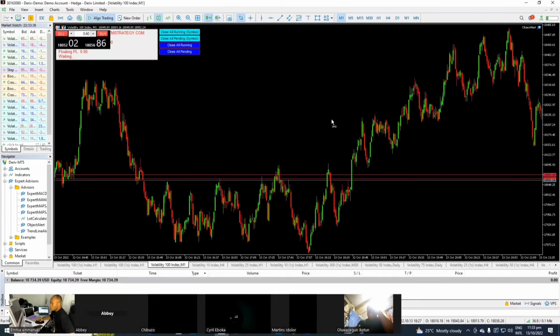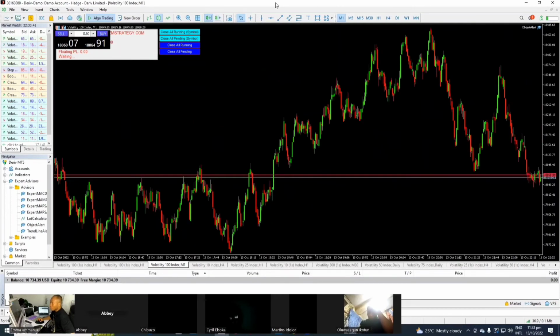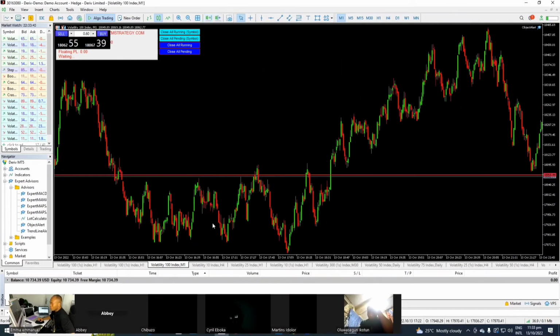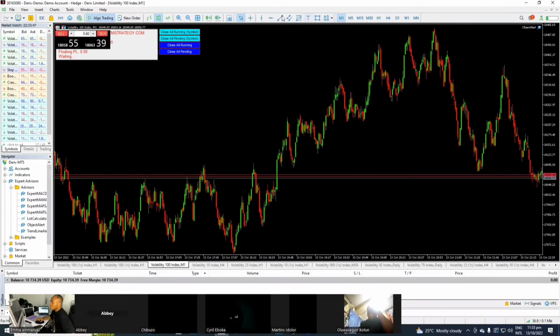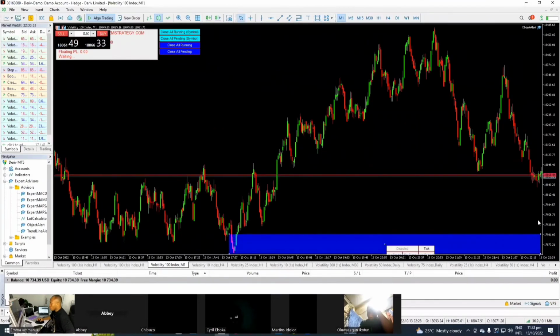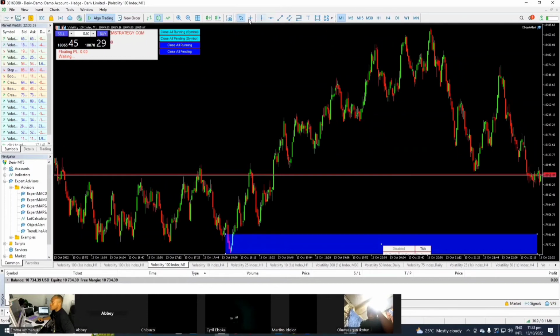On this 1 minute time frame here, I don't know if you understand schematic. When it comes to schematic, you can see that there is a schematic here at this level. So the market might get to at least this particular level here, and turn back to this level here.